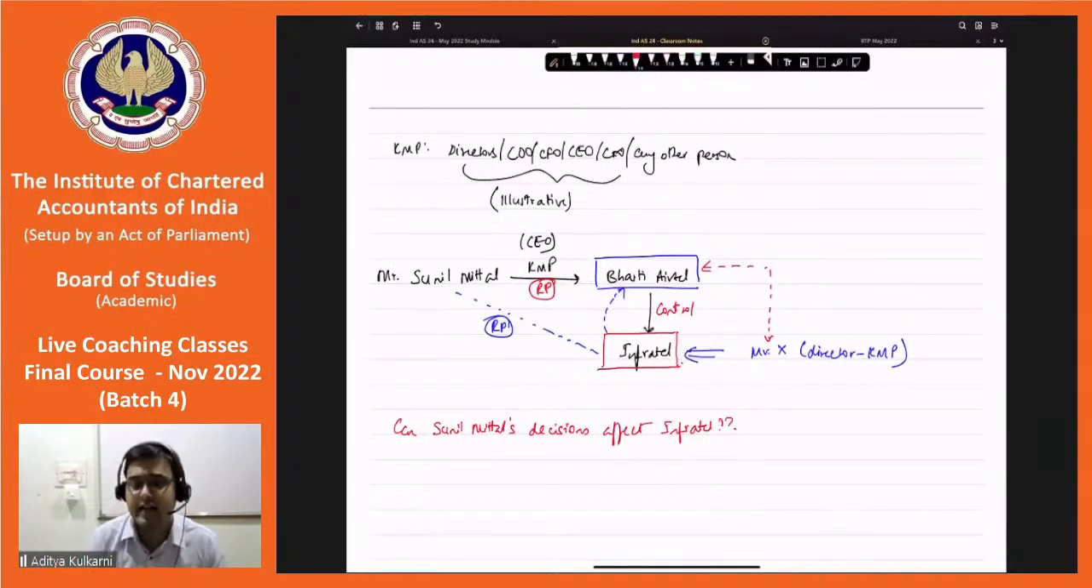He is not related to Bharti Airtel. He has no capacity to influence Bharti Airtel. He has no capacity to take any decision that is in the favor or adversely affects Bharti Airtel. And therefore, there is no relationship between Mr. X and Bharti Airtel.